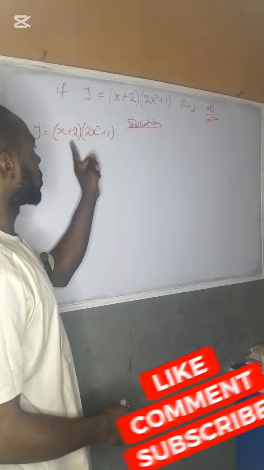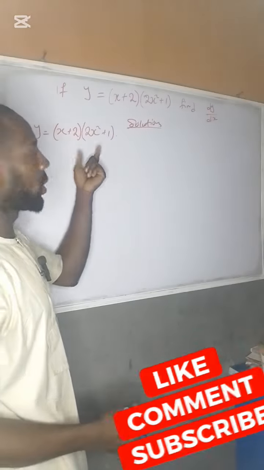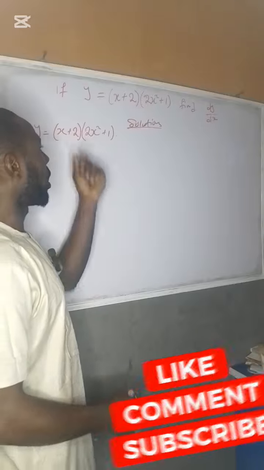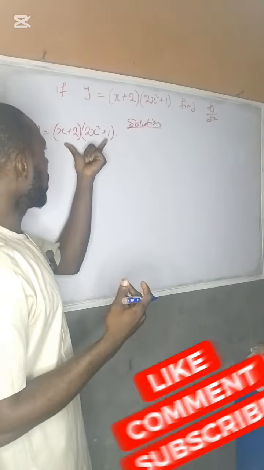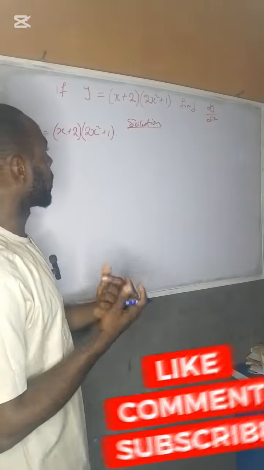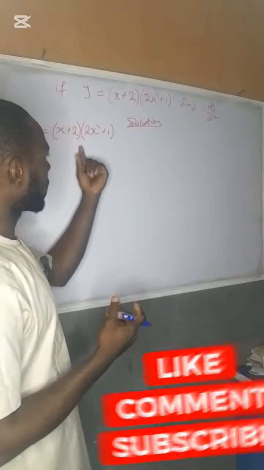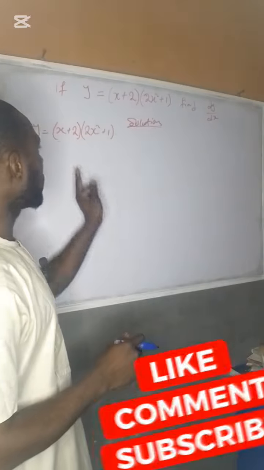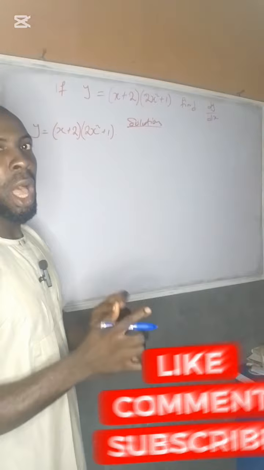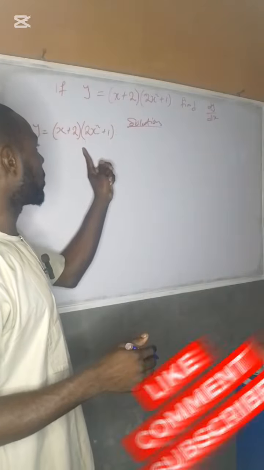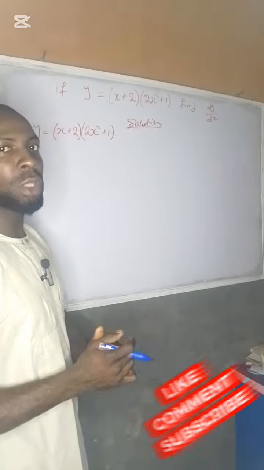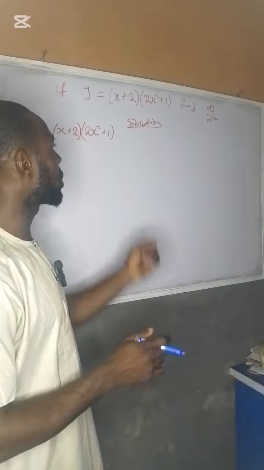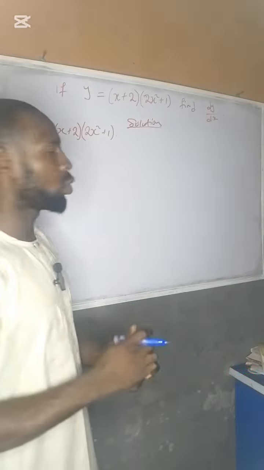We have two different functions multiplied together, and when we are dealing with this sort of function to get the derivative, if you check clearly, what is in between is multiplication. When we have two different functions with multiplication between them, we use the product rule of differentiation. So we are adopting the product rule.